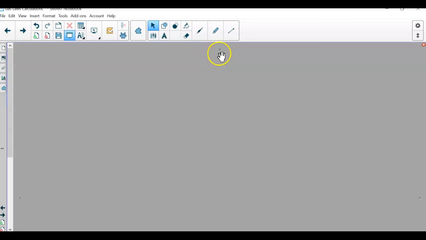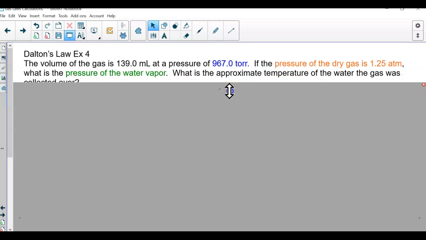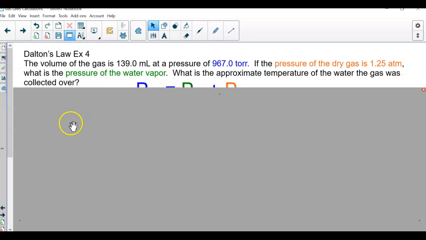Okay, example 4. So now we're looking at example 4, and as I read this, it says a volume of gas, 139 milliliters at a pressure of 967 torr. If the pressure of the dry gas is 1.8 atm atmospheres, what is the pressure of the water vapor, and what is the approximate temperature of water the gas was collected over? So we have two questions here.